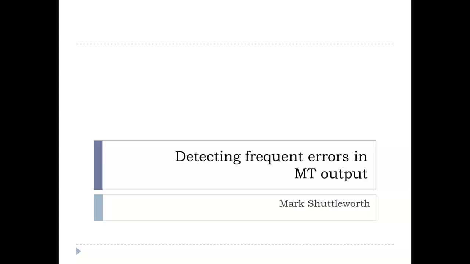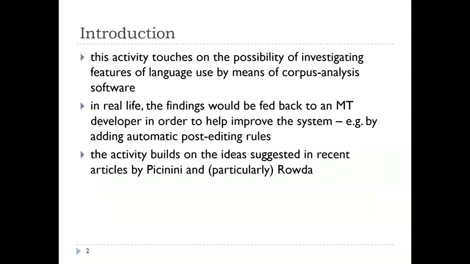In this presentation, I'm going to be talking about a method that it's possible to use to check through machine translation output, including large amounts of MT output, in order to try and detect repeated errors that the system seems to be producing. And that, in turn, can be used to produce automatic corrections so that the post editor is not so heavily burdened with such a large number of mistakes to correct.